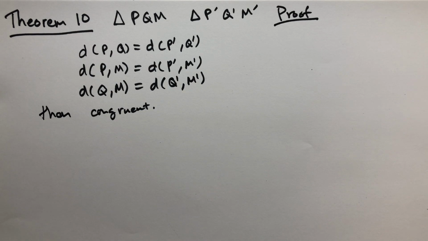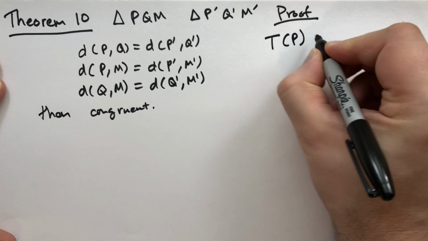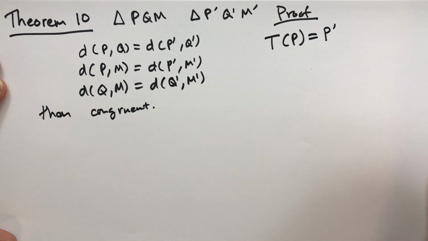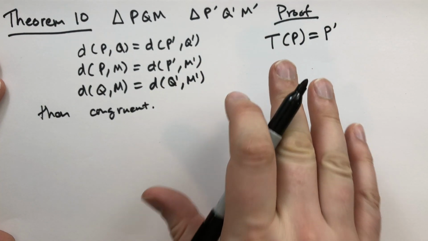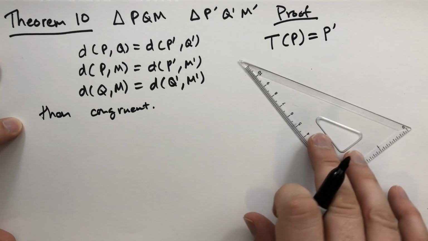So first, we are going to find a translation such that P goes to P prime. So T is some translation. So that's one isometry. We found a congruent shape just by moving it. So that's equivalent to taking this triangle and moving it to line up.